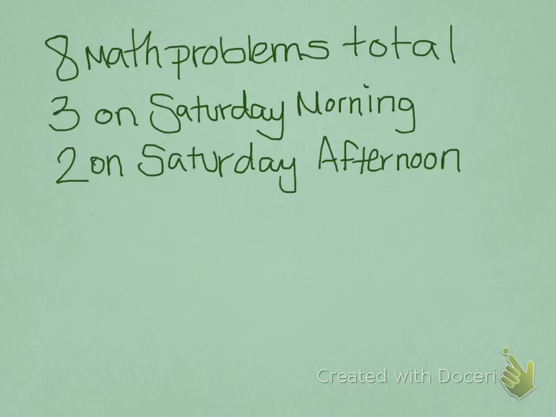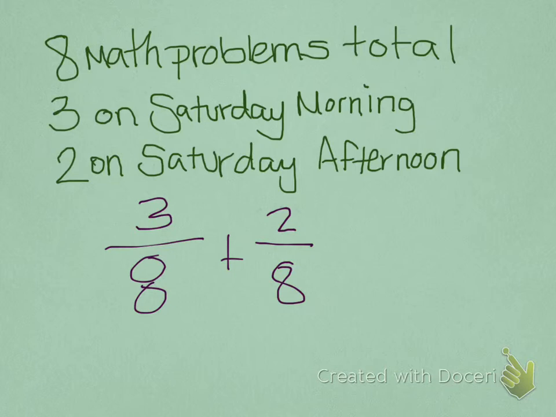Number 3 says Beatrice has a page of 8 math problems to complete over the weekend. She solved 3 problems on Saturday morning and 2 on Saturday afternoon. Write a number sentence with fractions that describes how much of the page Beatrice has completed. Okay, so we know in the morning she did 3 out of the 8 problems. Then in the afternoon, she did 2 out of the 8 problems. And that equals, we'll say P for pages.